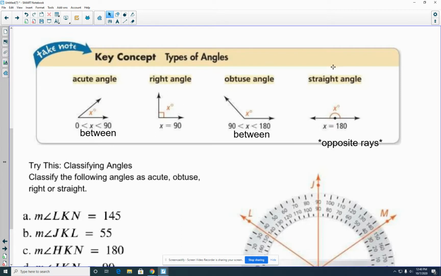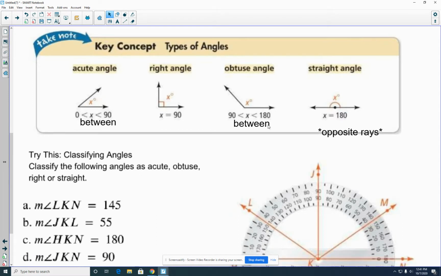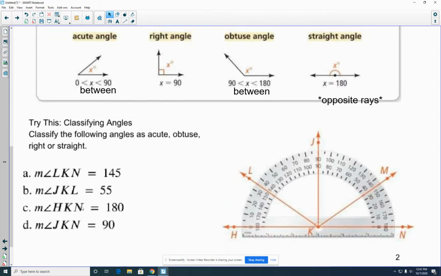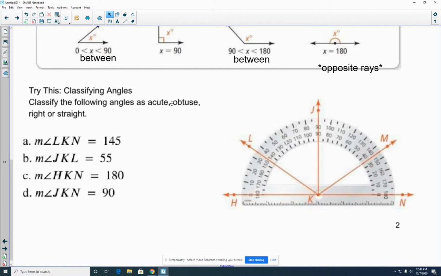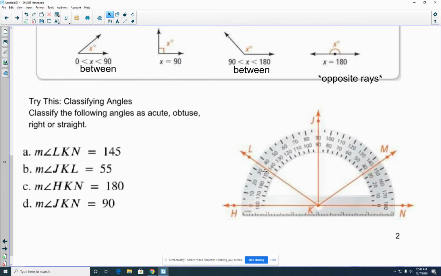So right angles and straight angles only have one angle associated with them. Measure it, so to speak. Acute and obtuse: acute angles are pretty small, between 0 and 90. Obtuse are large, between 90 and 180. Okay, so let's classify these angles as acute, obtuse, right, or straight. And this is just a little diagram to show where these angles are.